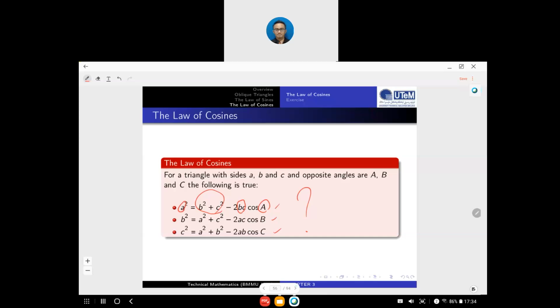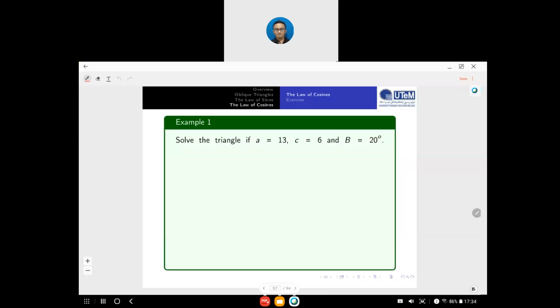Okay. Look at the example. Solve the triangle if a equals 13, c equals 6, and B equals 20 degrees. So of course this one you need to use the law of cosine.